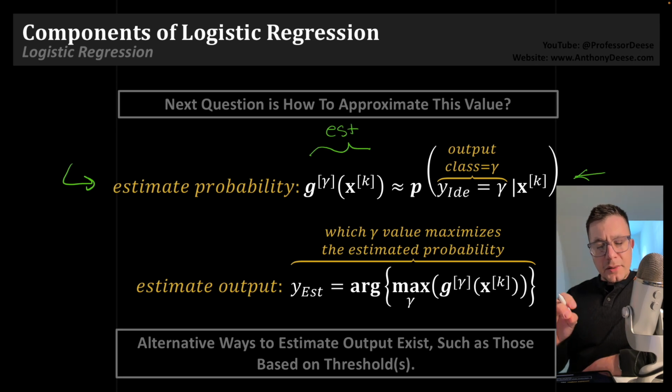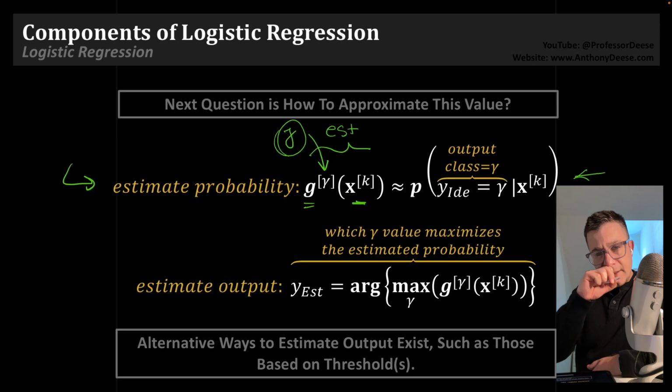Let's go through and explain what each piece means. G represents the function that estimates the probability. Gamma represents the category or classification that we're focusing on. If we remember, G estimates the probability that an input should be assigned to a given classification, and so we need to clearly state what classification that is.